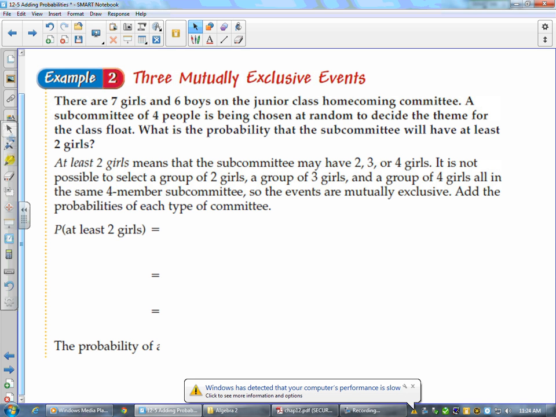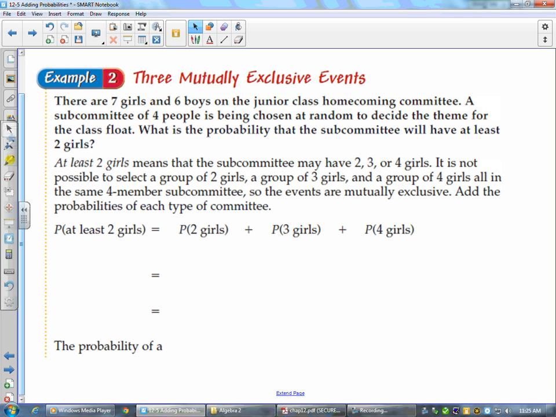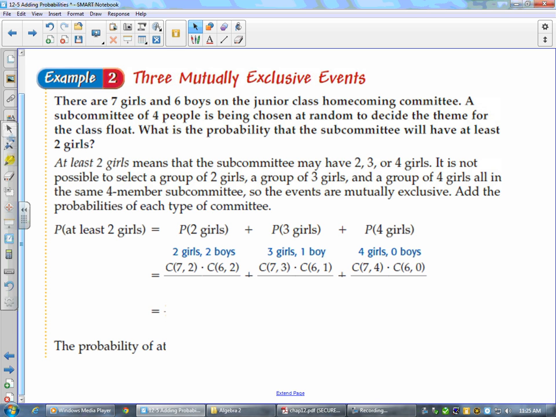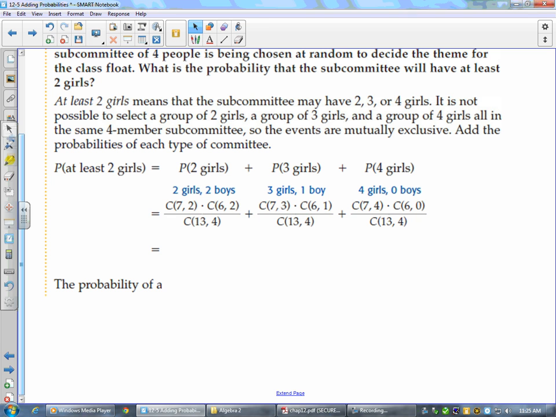So they're mutually exclusive. So the first thing we have to do is say, okay, what's the probability of each of those groups? The probability of 2 girls, plus the probability of 3 girls, plus the probability of 4 girls. Okay? So to put these together, when I have 7, and sometimes you'll see it like this, other times you'll see it as the combination. I've got 7 girls to pick from, and I'm picking 2 girls.